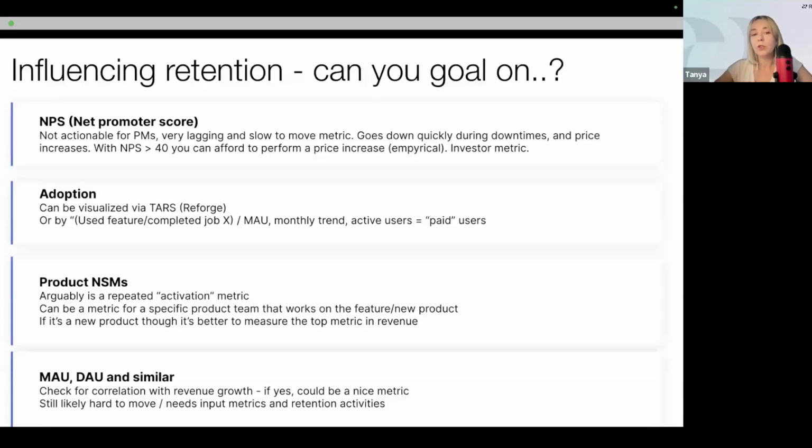Monthly active, daily active users, and similar metrics. These ones should be checked for correlation with revenue growth, because sometimes monthly active users are growing and revenue is not growing that fast. But if they correlate, it could be a nice metric for a product team, very popular in B2C and mobile. Still, if you have a huge number of users, it's very likely hard to move. So it needs additional input metrics and retention activities so that people get back into the product and actually stay.